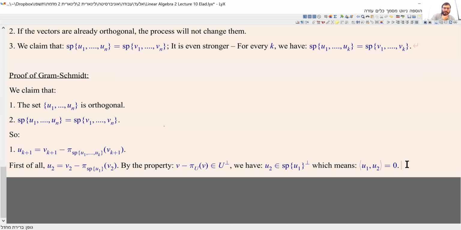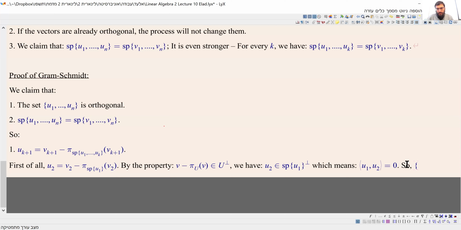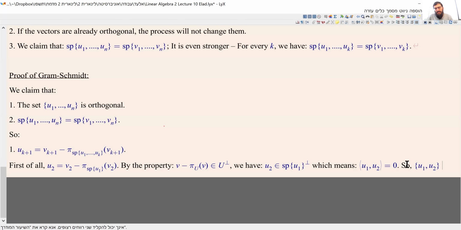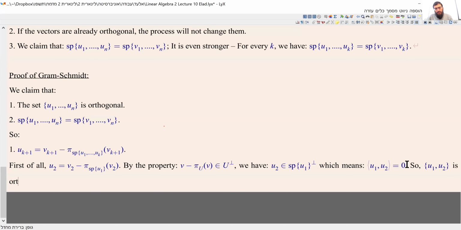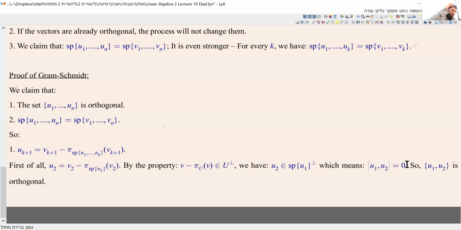So you can think of it, as well as write down explicitly, that u1 and u2 are, as a set, orthogonal vectors. Now, by induction, assume that we already have that the set of the first k vectors is orthogonal.